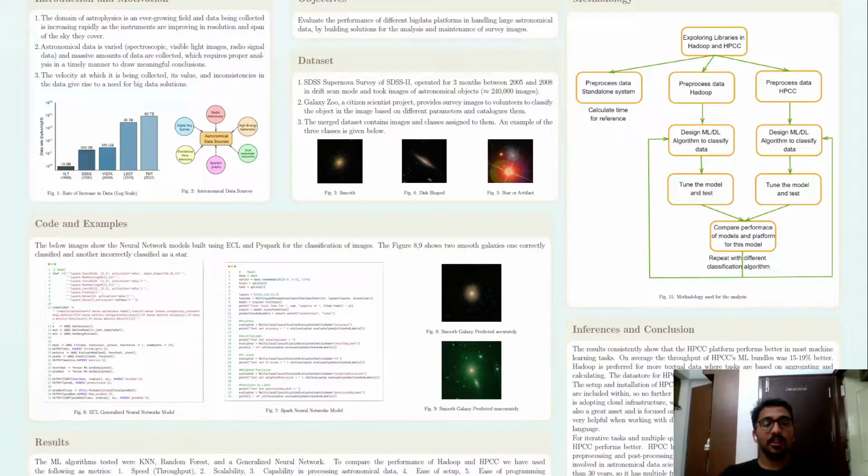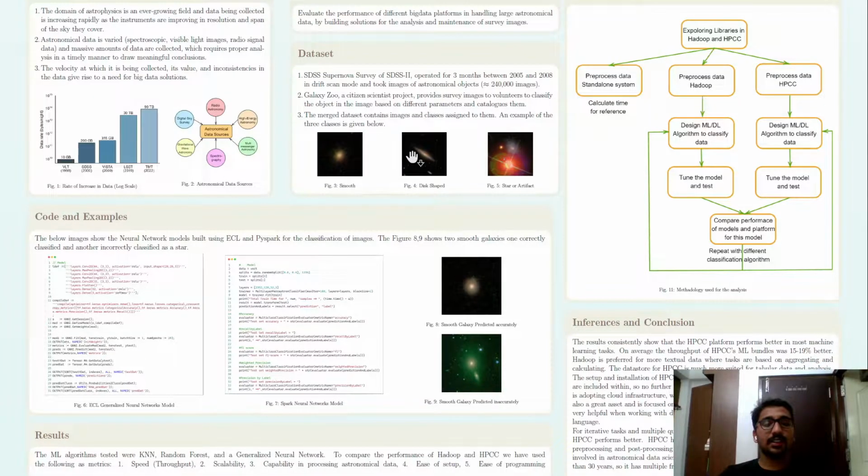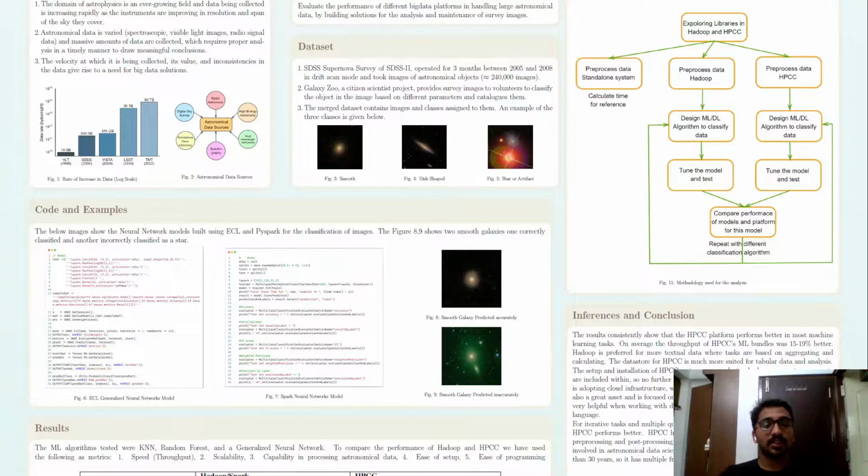For building the model, we used the available PySpark machine learning package, which has an API, the multilayer perceptron classifier, and in HPCC the GNN bundle was used. Both models were then evaluated with the testing set and gave around 87% accuracy for 100,000 images. Here is the code I wrote in ECL for building the GNN model, and the code we wrote in PySpark for the neural network model in Hadoop.